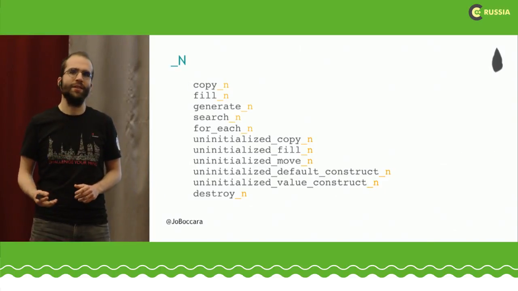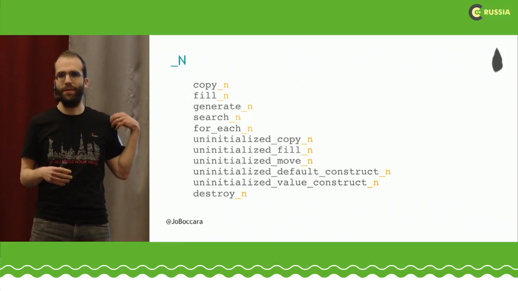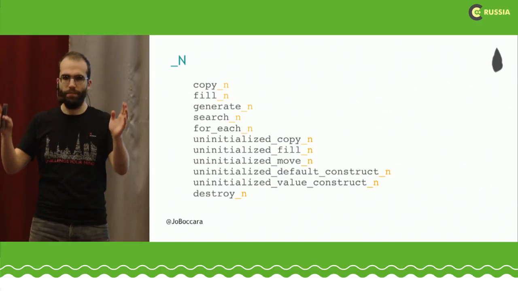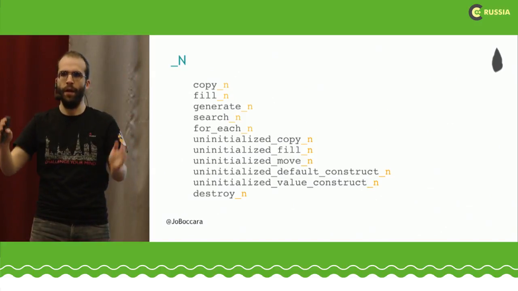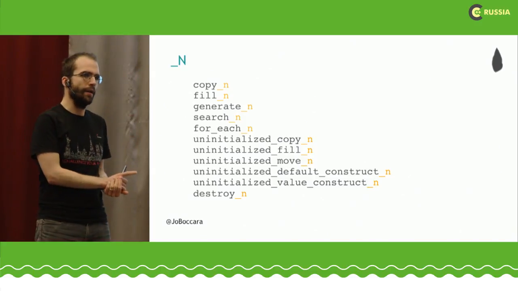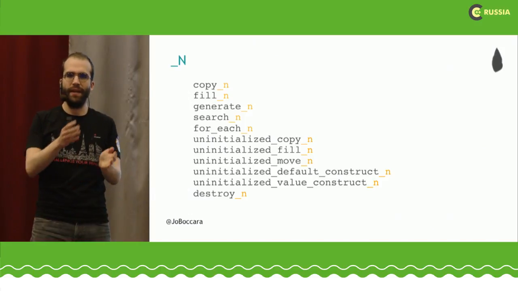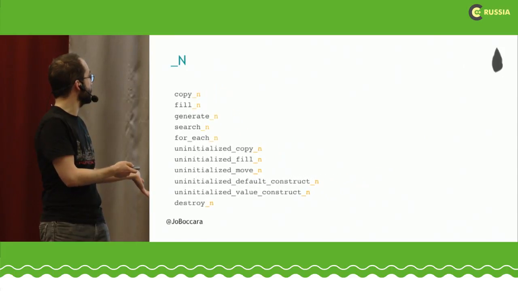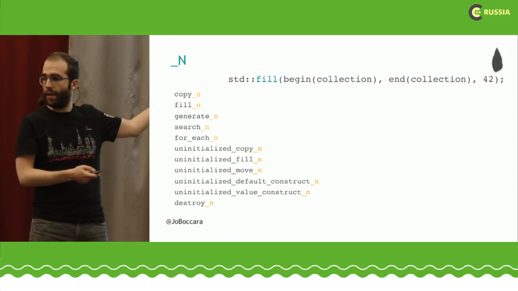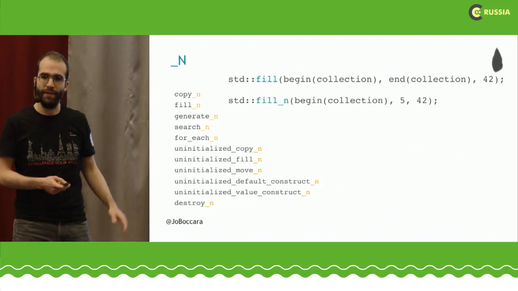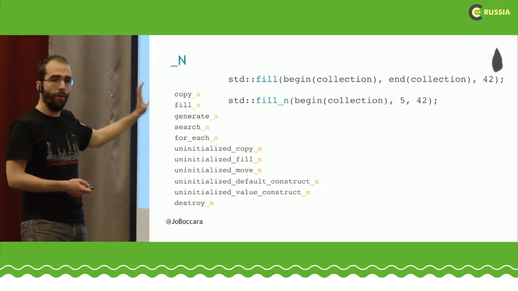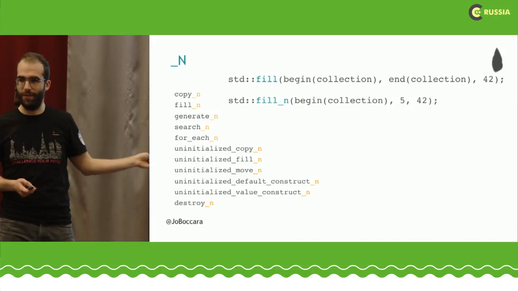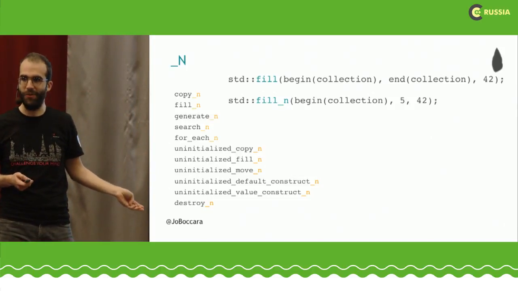That's a variation of the interface of the algorithm. So most algorithms take a begin and an end, right, to locate the input collection. Well, the _n algorithms do the same thing, except that they take a begin and a size. So remember fill, for example. Fill takes a begin and an end in 42, and fill n takes a begin and a size. So that would fill the first 5 elements of a collection with 42s. Does that make sense? Cool.